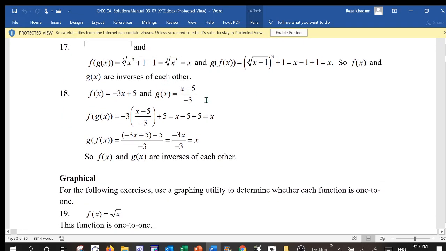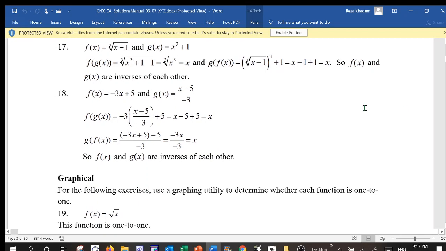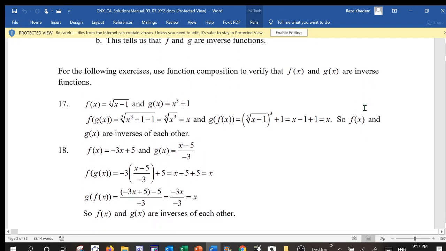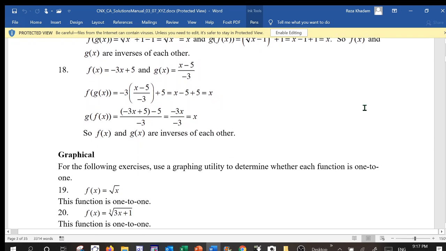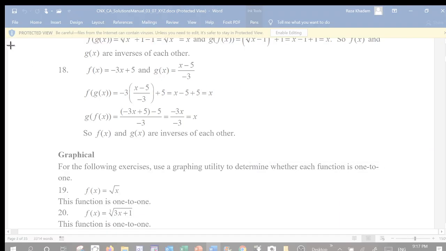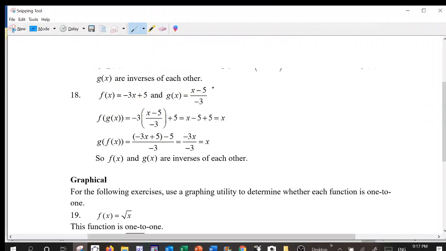So in number 18, what are we supposed to do? We're supposed to use function composition to verify that f of x and g of x are inverses. So what we have to do is use the property of inverses that we talked about. And the property of inverses is the fact that f of f inverse is x, and also f inverse of f of x is x.